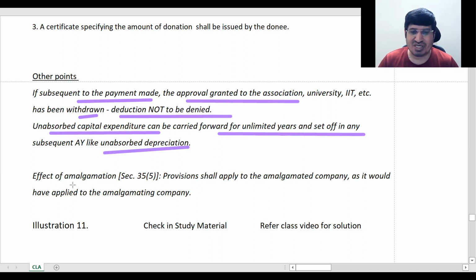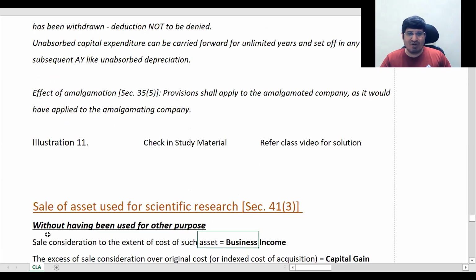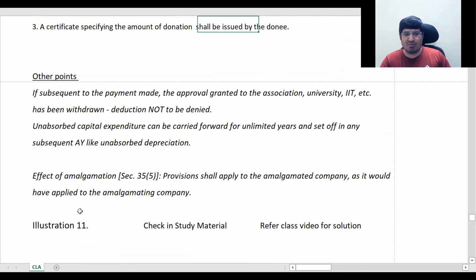ठीक है? Amalgamation, then provision shall apply to the amalgamated company. ठीक है? Amalgamation में तो वही होता है, जो whatever scheme is given to amalgamating company, same is applied to amalgamated company. चलिए, so now we'll do one problem. Okay, and this problem 1, ठीक है, interesting one. I'll take you to your study material.